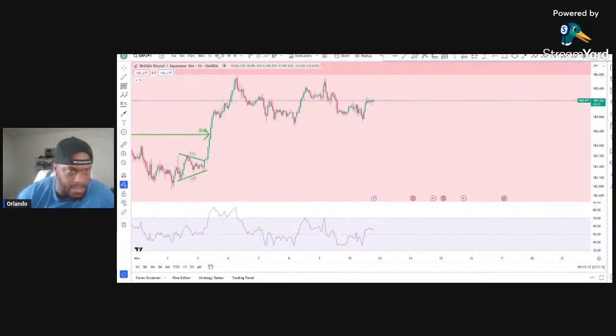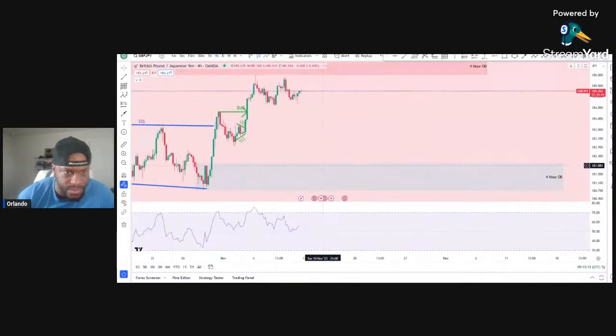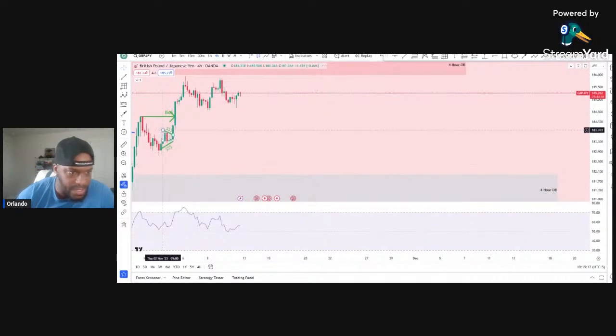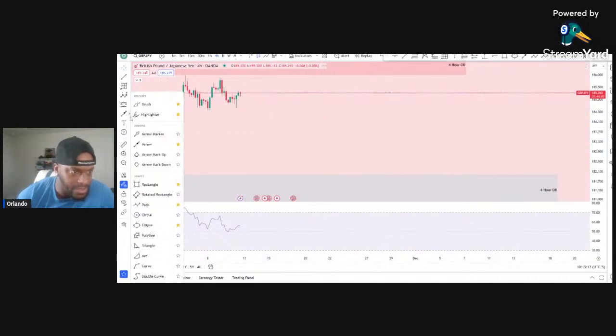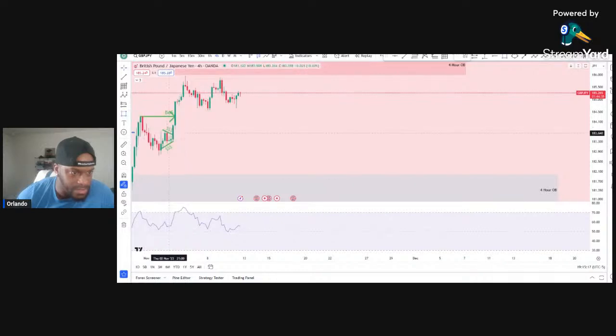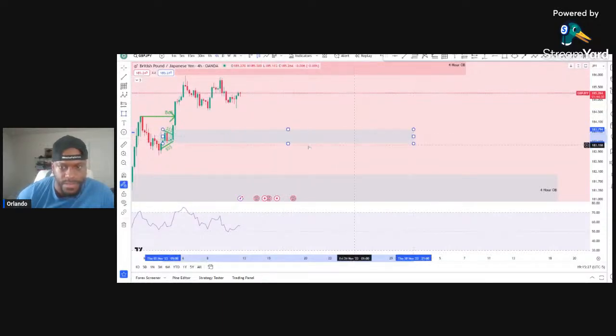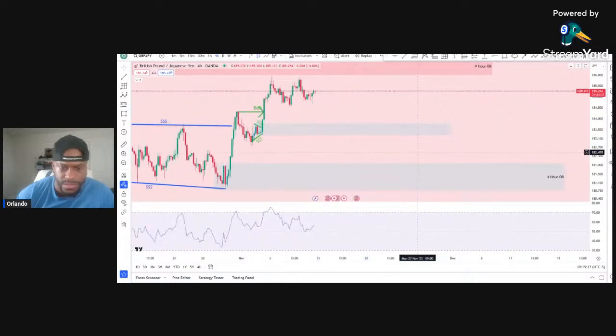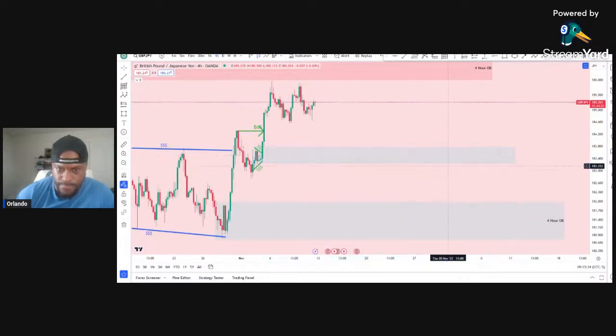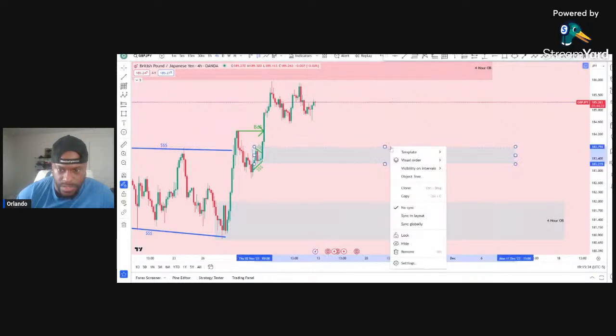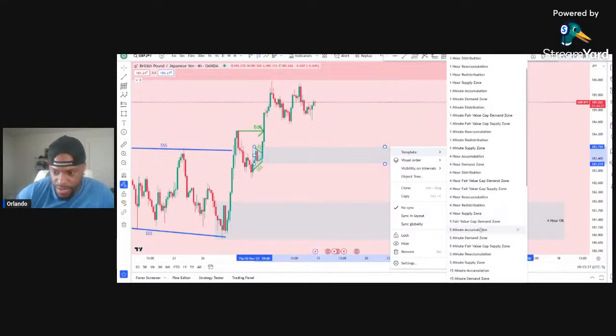All right, so now let me look at the 4-hour. See all this unhealthy price action right here. So even though I put the drawings on the 1-hour, I'm going to zone this off on the 4-hour. So it looks better on the 4-hour. So this is a 4-hour demand zone.